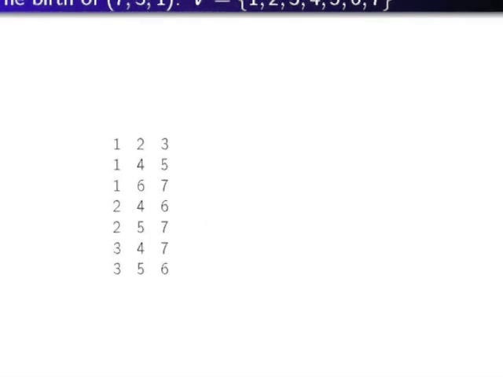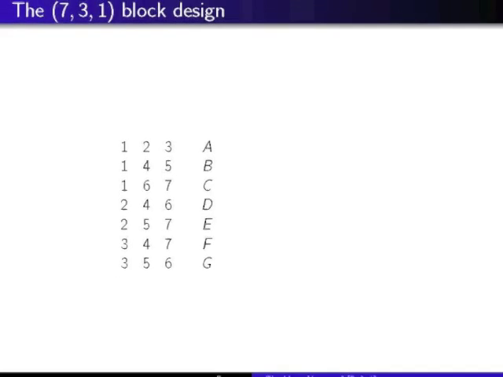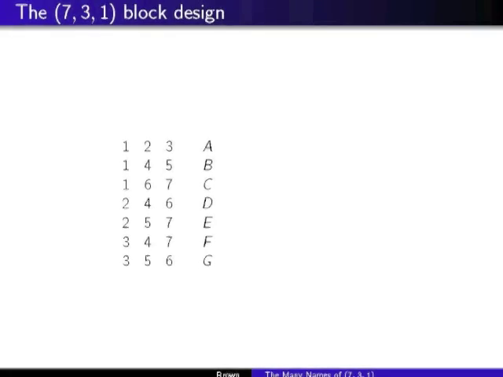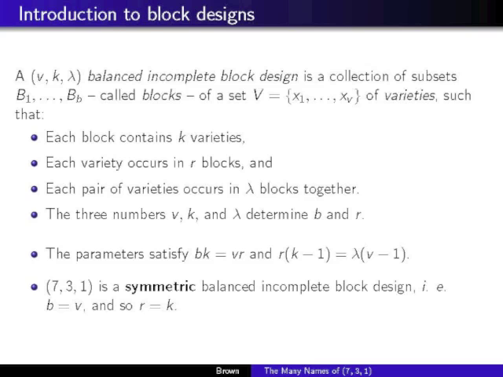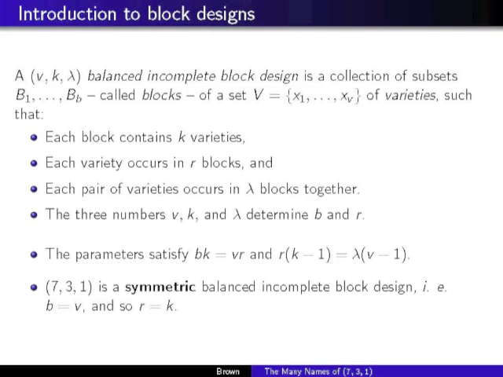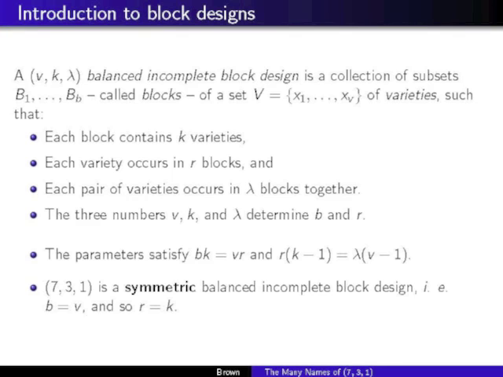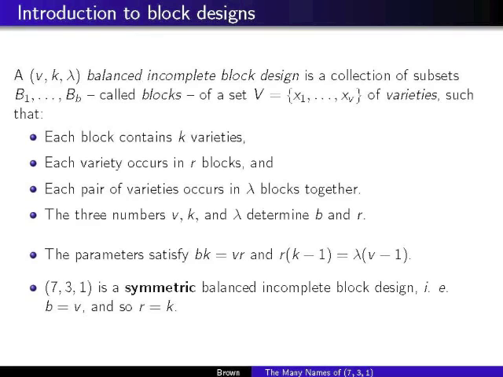And I'm going to label those blocks A, B, C, D, E, F, and G. Very musical, by the way. Okay. So here's a definition of this strange idea. A balanced, incomplete block design satisfies all these properties. It's a generalization of what I talked about with 7, 3, and 1. Each block contains k objects, we call them varieties.